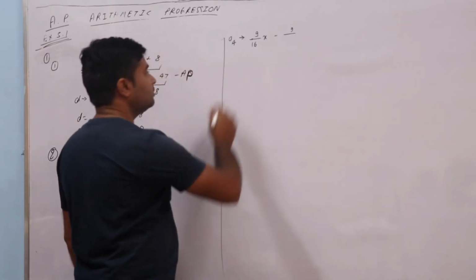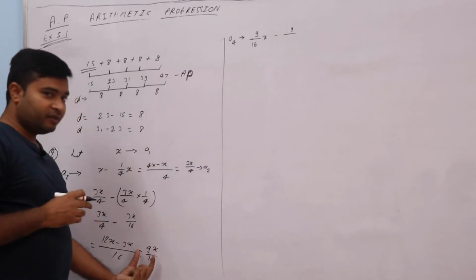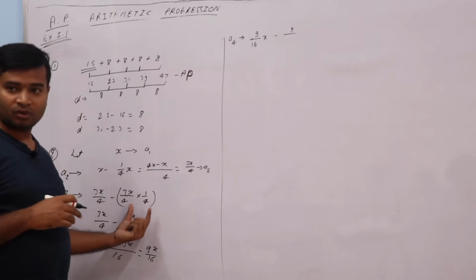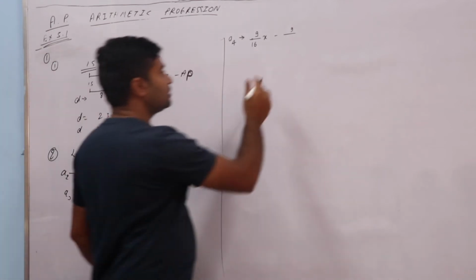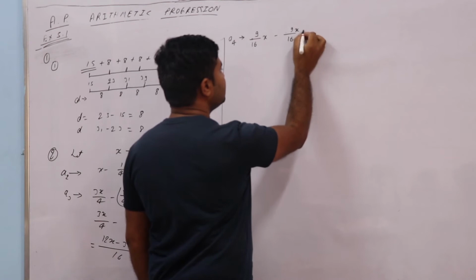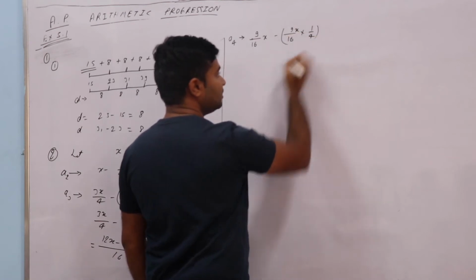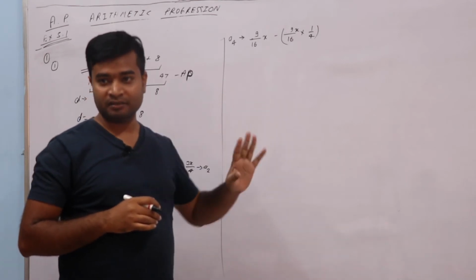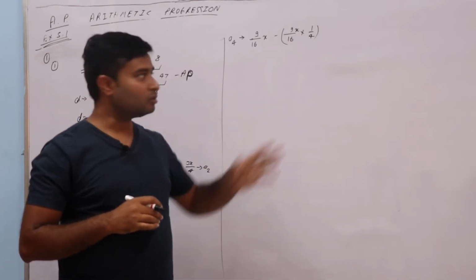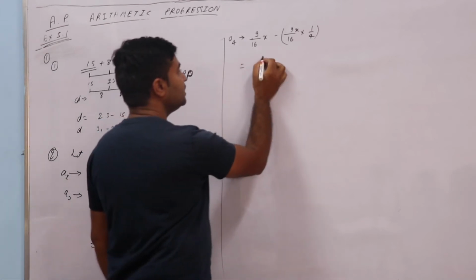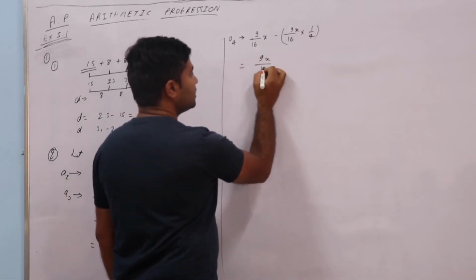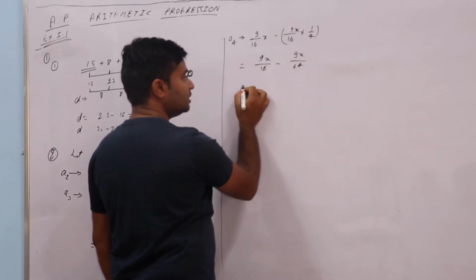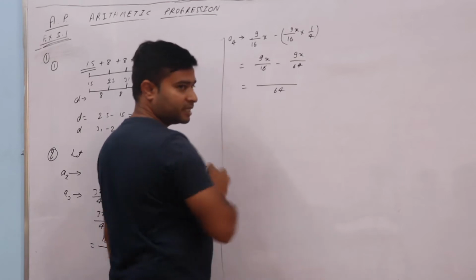So for the fourth term, whatever we get, we remove 1 by 4 of that, so 9X by 16 minus 9X by 16 into 1 by 4. In every step they are removing 1 by 4 part of the air, right? So how much will we get here? 9X by 16 minus 9X by 64. So the LCM will be 64.